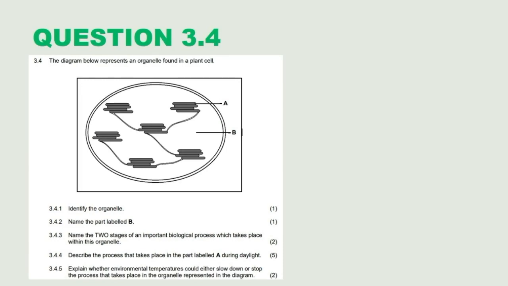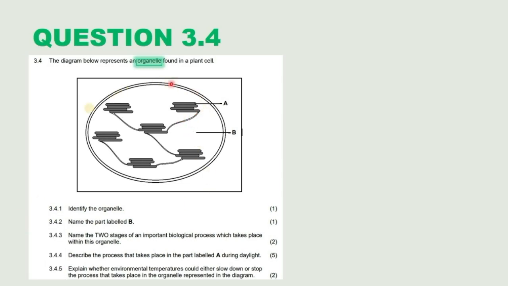Question 3.4 is now our last question of section B and the last question of our question paper. So let's quickly read through the section and see what is asked from us before I go through the summary. In the given diagram below, they have given you an organelle in a plant cell. The organelle is a structure that's found in a cell, and because it's in a plant cell, because we have only done the mitochondria and the chloroplast, it can only be one of those two.